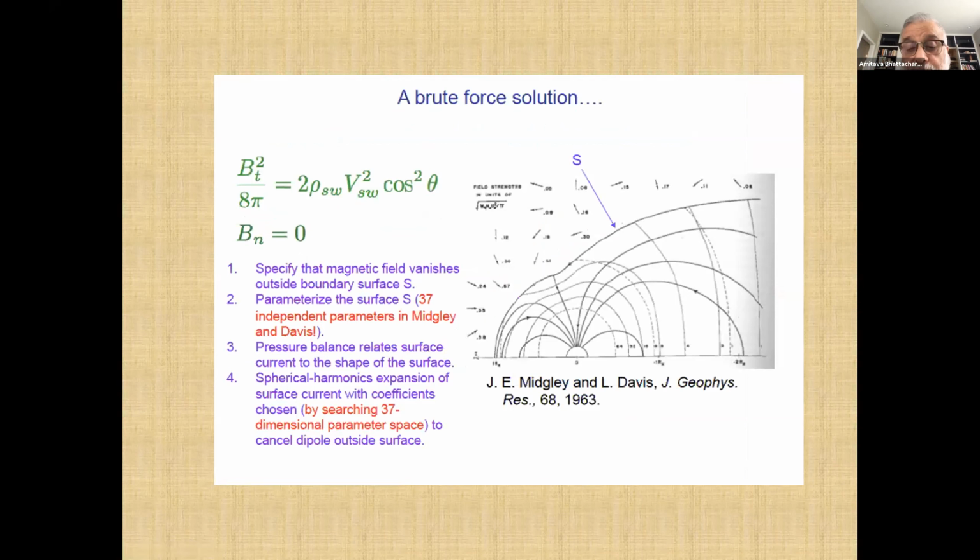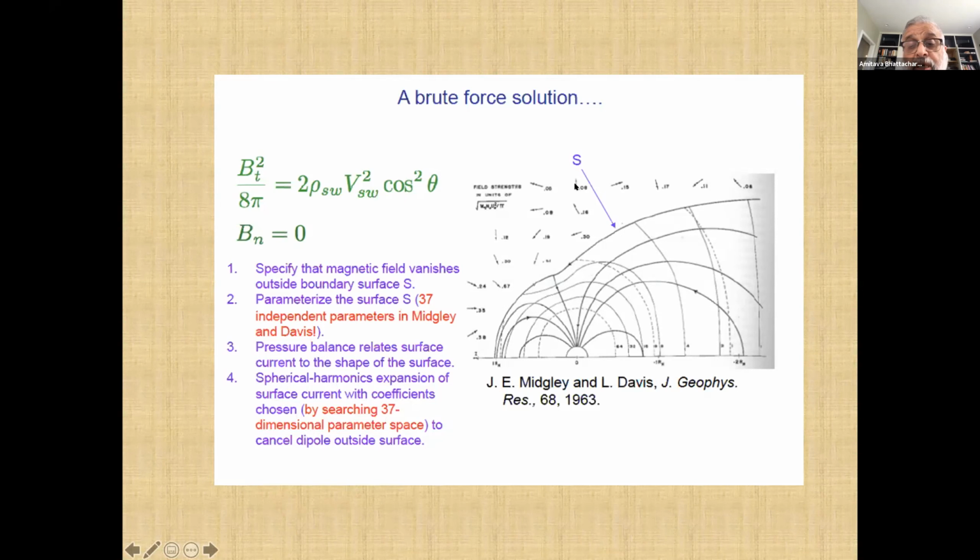So what people actually do, as Midgley and Davis did, and others have as well, is to solve by brute force a problem. Specify that the magnetic field vanishes outside a boundary surface S. Parameterize that surface. In fact, Midgley and Davis took 37 independent parameters. The pressure balance relates the surface current. There's current on this surface, but none inside or none outside. And then you do a spherical harmonic expansion of surface current with coefficients. Again, a very high dimensional parameter space, so as to cancel any remnants of the dipole field outside of the surface.